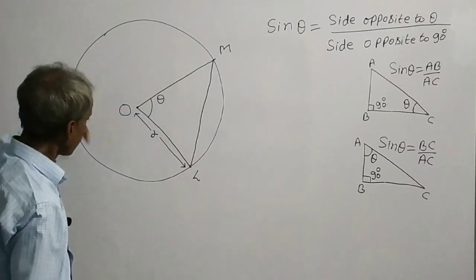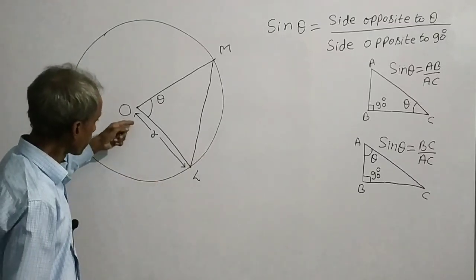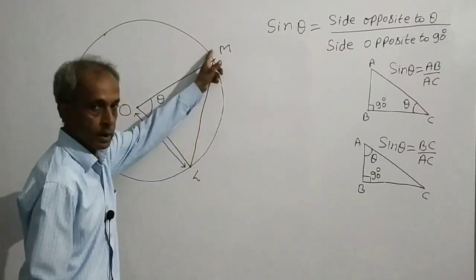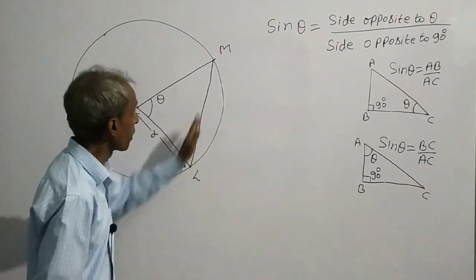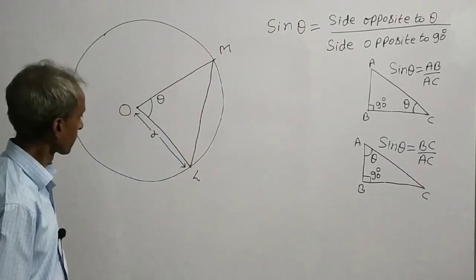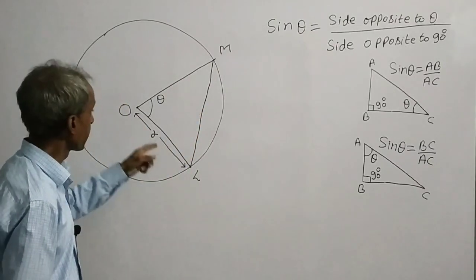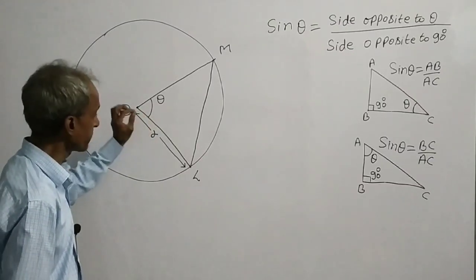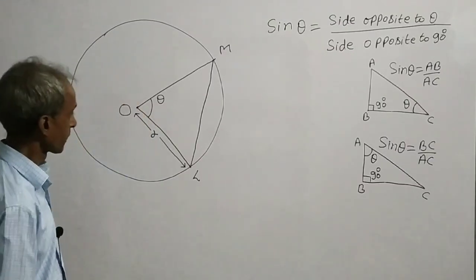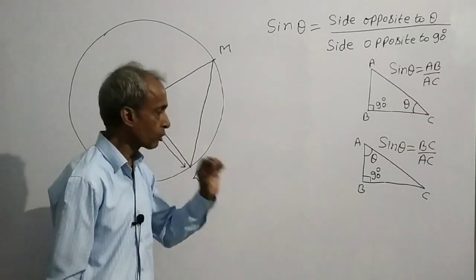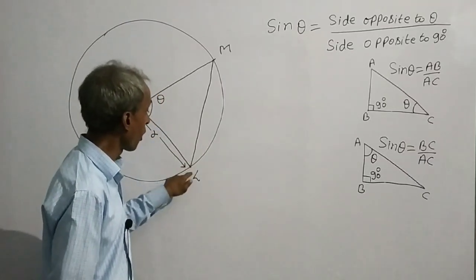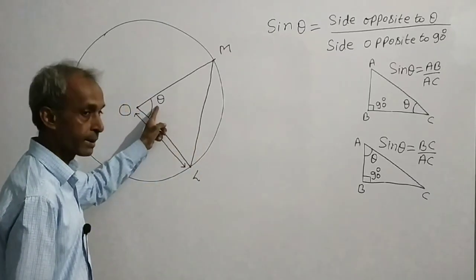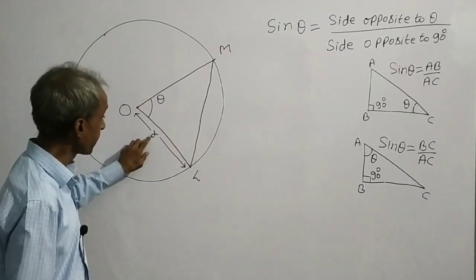This is a circle with a radius r, and Lm is a chord of this circle that subtends angle theta at the center of this circle. We want to write the length of chord Lm in terms of angle theta and radius r.